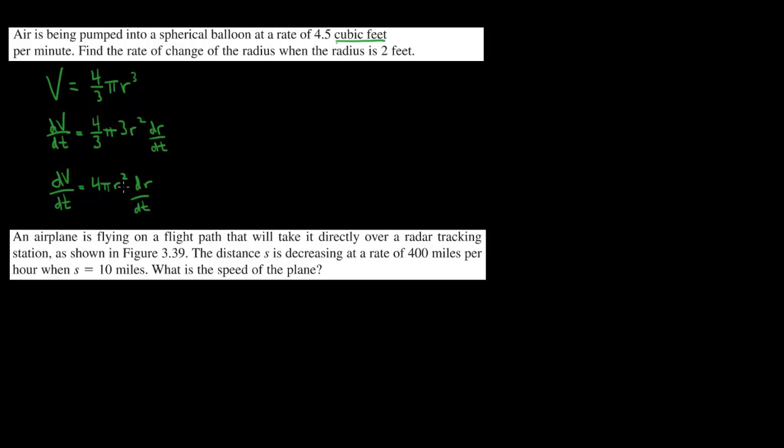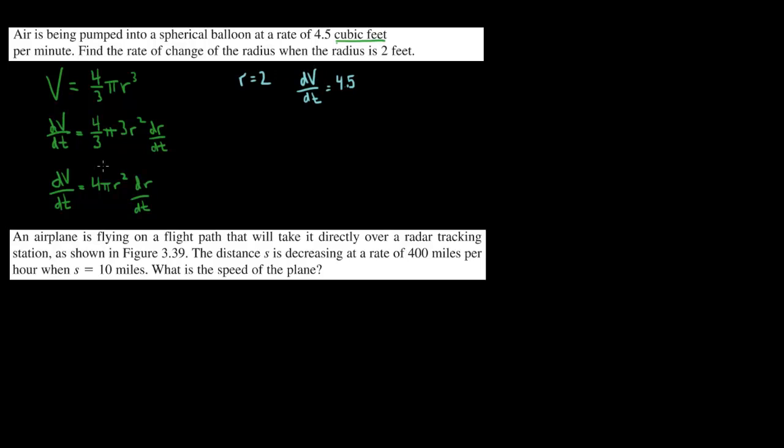Okay, so let's see here. Now, what other stuff are we given? I haven't really talked about the other stuff. Find the rate of change of the radius when the radius is 2 feet. Okay, so they're telling us here that r equals 2. Now, what is this telling us right here? What is the 4.5? It says the volume is changing at 4.5 cubic feet per minute. So that tells me that dV/dt equals 4.5.